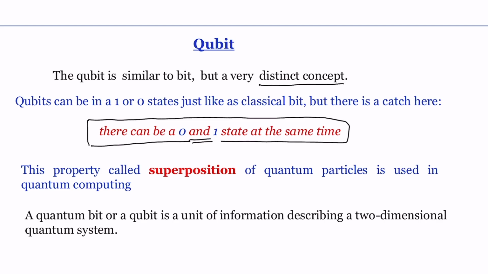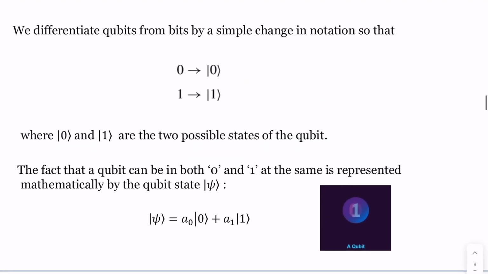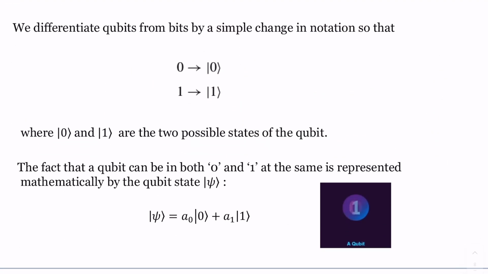And a quantum bit or qubit is a unit of information describing a two-dimensional quantum system, which we already discussed when we talked about two-level quantum systems in an earlier lecture. Now you can differentiate a qubit from a bit by this exchange of notation. 0, this bit you can convert into a qubit.